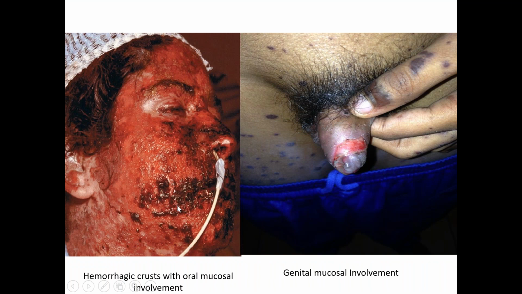You need intensive care in these patients, like burn patients. This is mucosal involvement of SJS. You can have similar lesions over the oral mucosa itself, as well as the female genital mucosa.